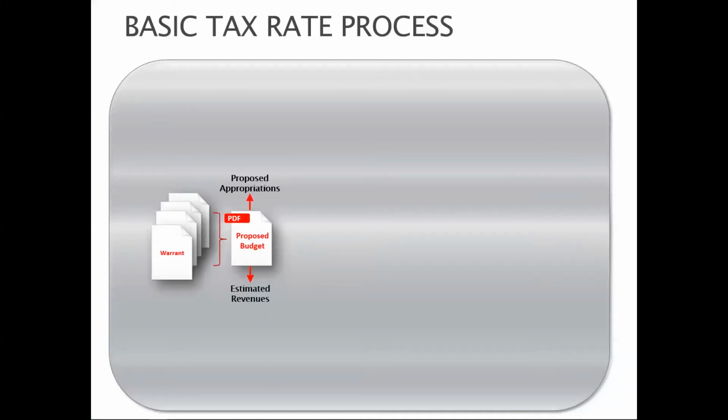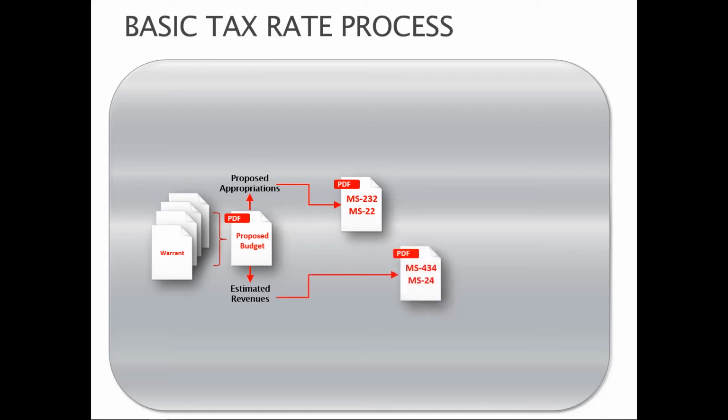Your warrant and your budget are brought forward at annual meeting. Any warrant articles that are approved are moved forward and represented on your appropriations as voted form, which is the MS-232 for towns, cities, and villages, and the MS-22 form for school districts. Estimated revenues are brought forward later in the year, where you have an opportunity to re-estimate them. Those revenue estimates are provided on the MS-434 for towns, cities, and villages, and the MS-24 for school districts.